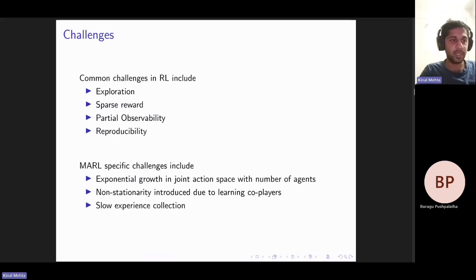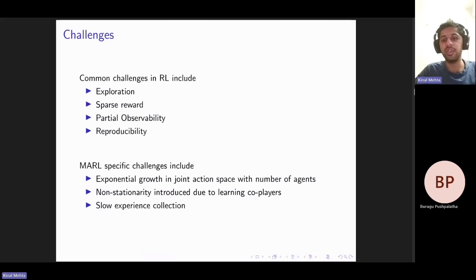And some challenges specific to multi-agent learning are the exponential growth of the joint action space. You asked why not use a common central acting agency as well, just like we are doing with the central critic. In that case, the entire joint action space will grow exponentially. So let us say there are two agents and each agent can select 4 actions. The combination will become 4 squared, that is 16. So this is how the action space grows. And then there's non-stationarity introduced due to the learning co-players.